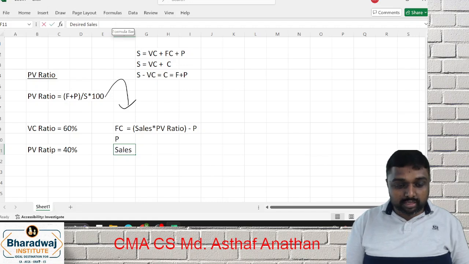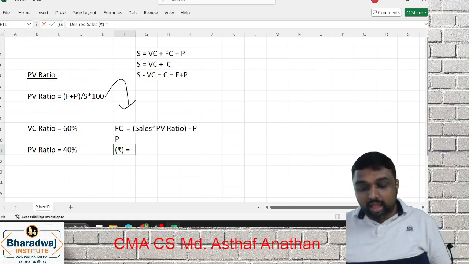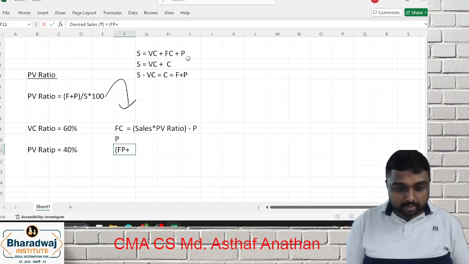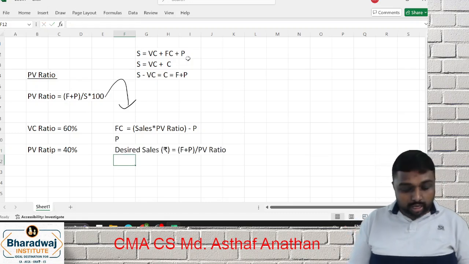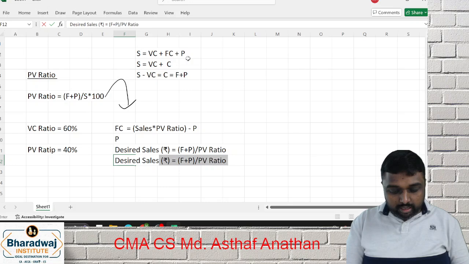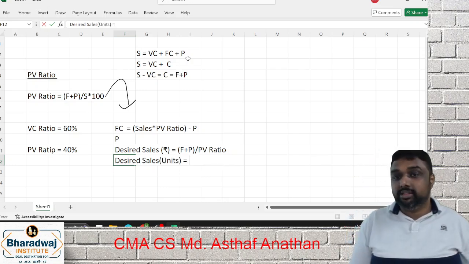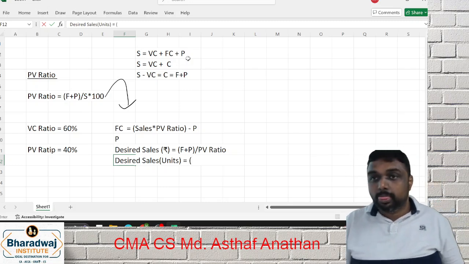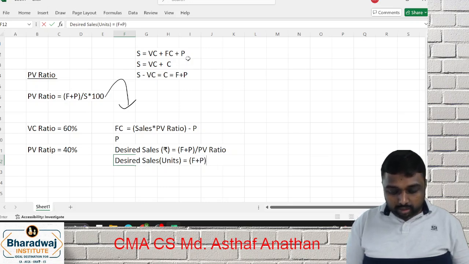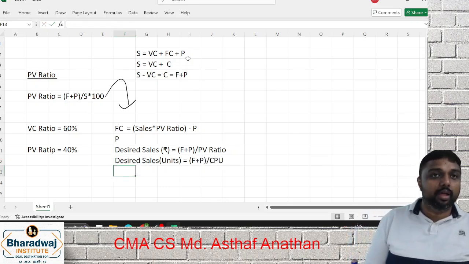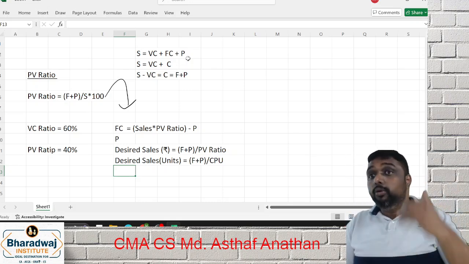What is the formula for desired sales? This we are doing in rupees. The formula for desired sales in rupees is F plus P by PV ratio. The same thing you can do in units, desired sales in units. This chapter has a specialty: whichever route you take, you will get the correct answer only. So in units, it is the same F plus P, divided by contribution per unit. Are you clear?